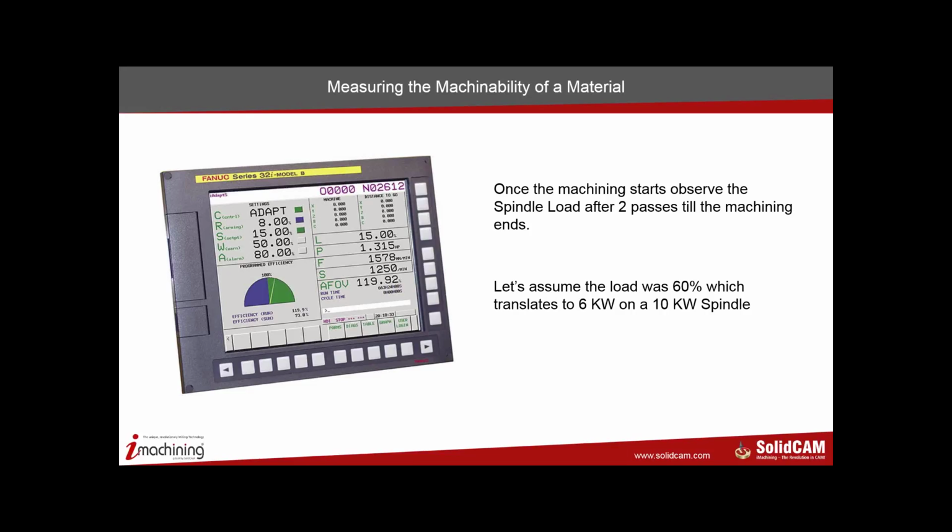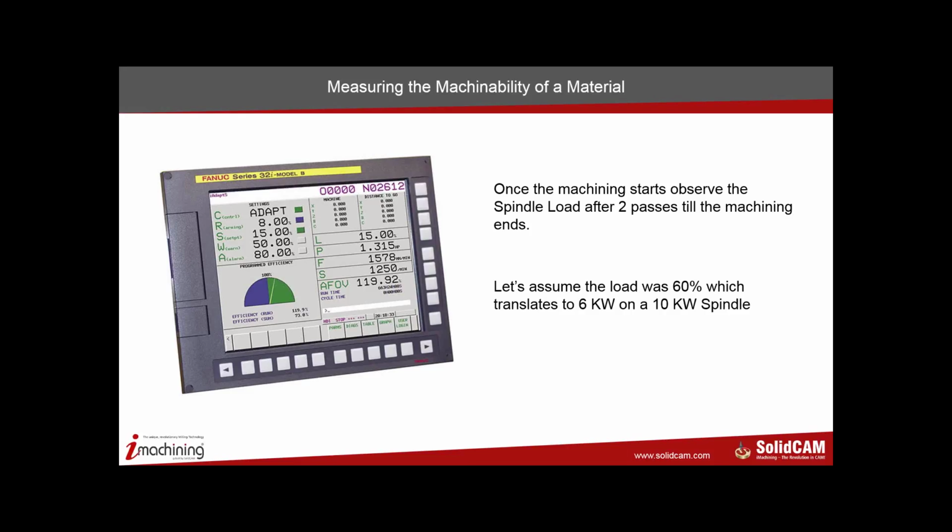Once it starts cutting, leave the first 2 passes. Don't do any measurement for the first 2 passes, because you could have some variations in the material size. So the first 2 passes are left. After that, once the third pass enters, start looking at the load on the spindle meter till it finishes.